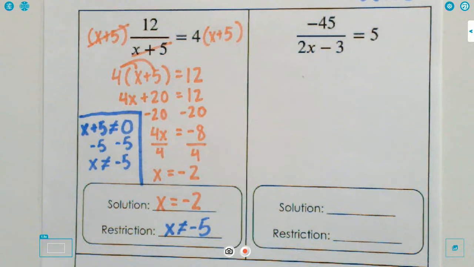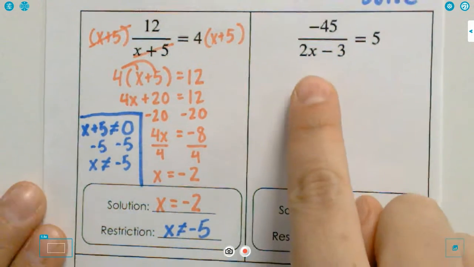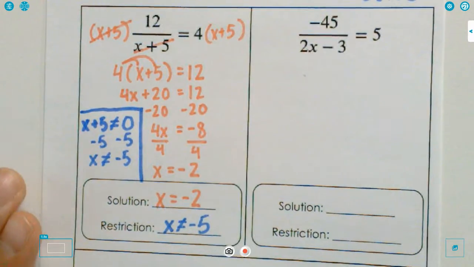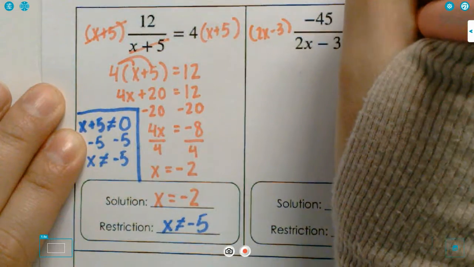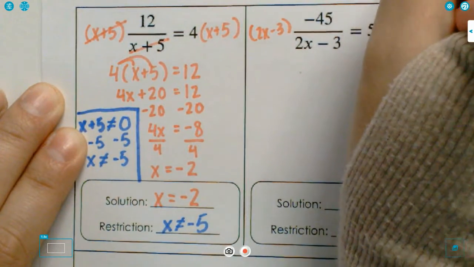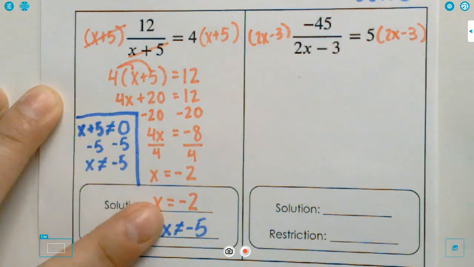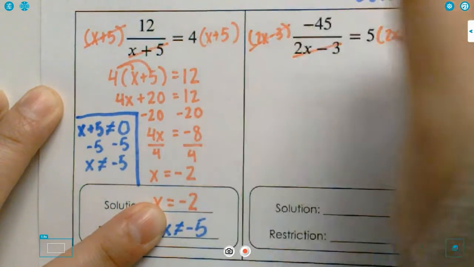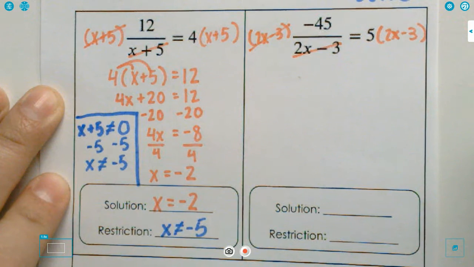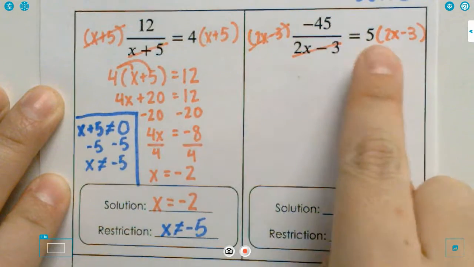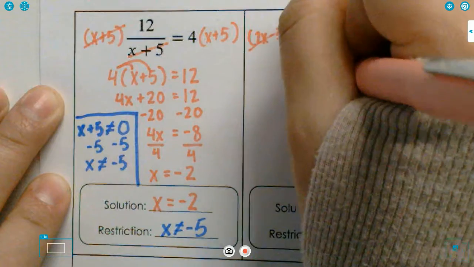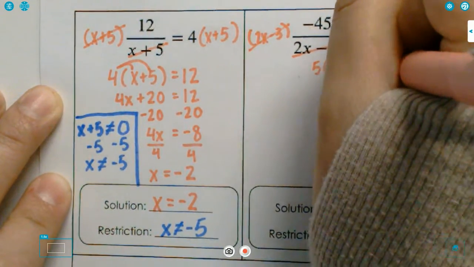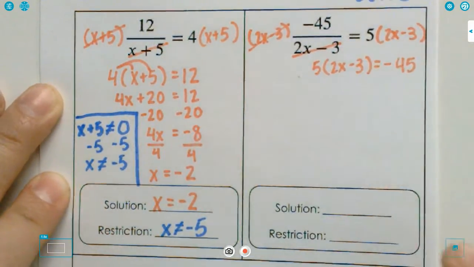All right, we're going to move on to our next one. So we're going to multiply by 2x minus 3 on both sides to get rid of that 2x minus 3 in the denominator. So multiply by 2x minus 3. On the left side, those cancel. So now we've got negative 45 equals this. I'm going to write this equals negative 45. So I'm going to do 5 times the quantity 2x minus 3 equals negative 45. I'm going to solve that out.